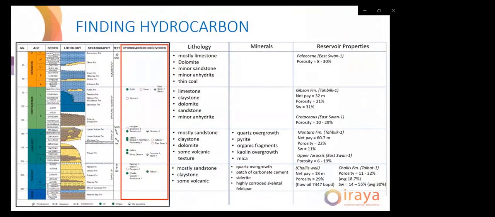For the sake of finding hydrocarbon, based on the stratigraphic chart available on the left here, we can observe that production mostly occurs in Triassic, Jurassic, and Cretaceous. Most of the production are within Jurassic formation, where the lithology shows mostly sandstone, claystone, some dolomite, and some volcanic texture.